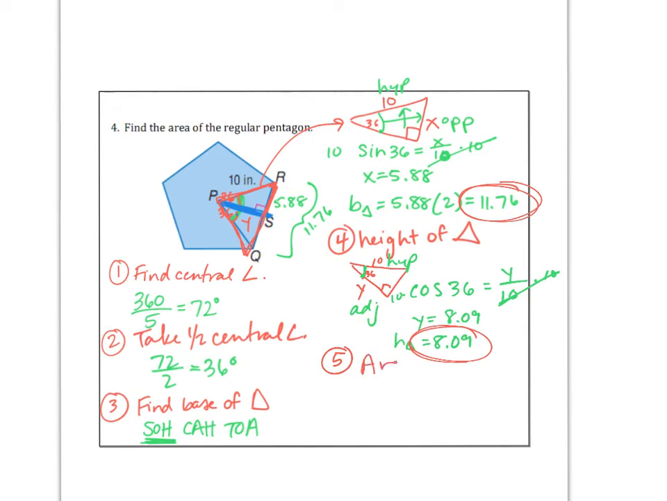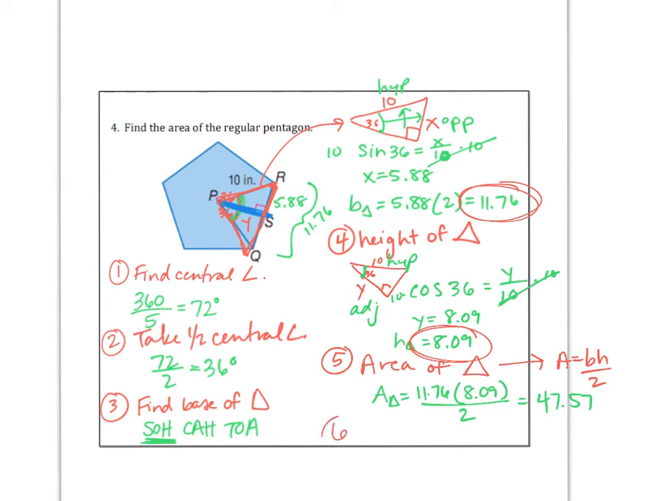So find the area of the triangle, which remember, area is going to be base times height divided by 2. So we're going to go, area for the triangle is 11.76 times 8.09 divided by 2. We're going to type that in our calculator, and we're going to get 47.57. And technically that's inches squared.